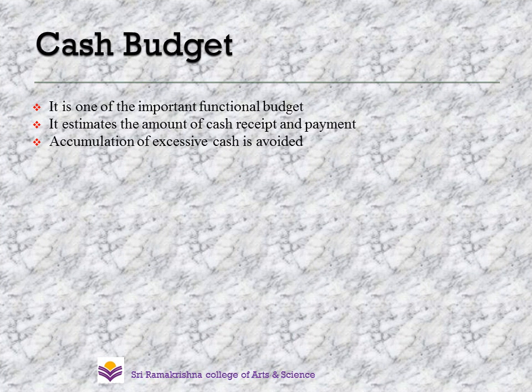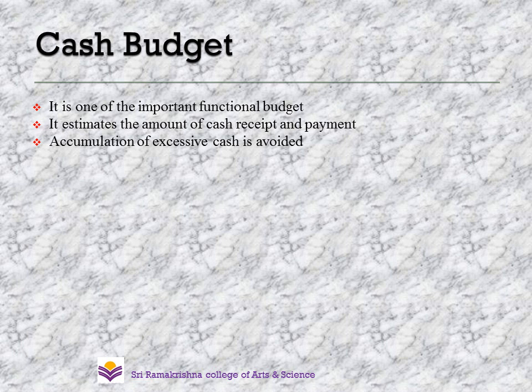The second budget we are going to see is the cash budget. It is one of the important function budgets. It estimates the amount of cash receipts and payments. It is a summary statement of the firm's expected cash inflow and outflow over a projected period of time. The overall objective of preparing the cash budget is to estimate the cash balance and to avoid the accumulation of excessive cash.